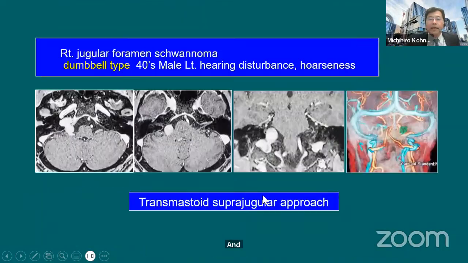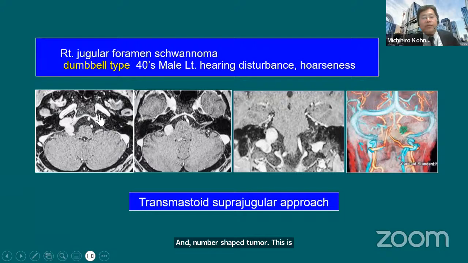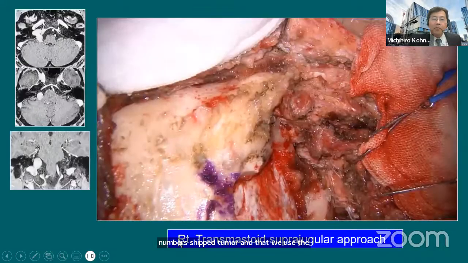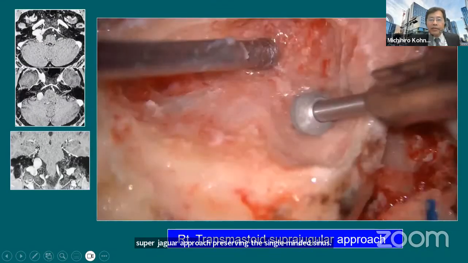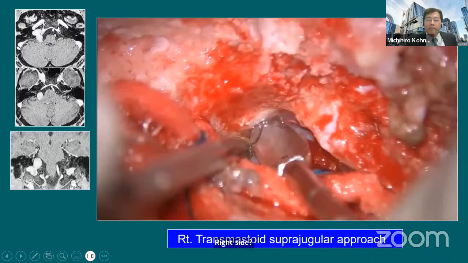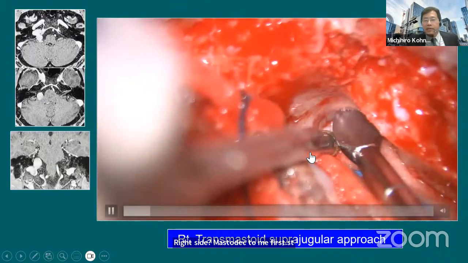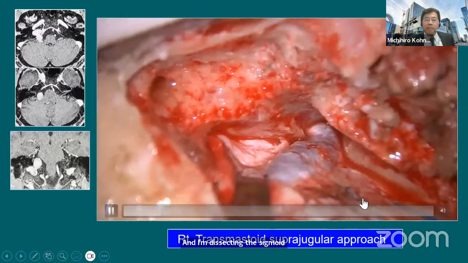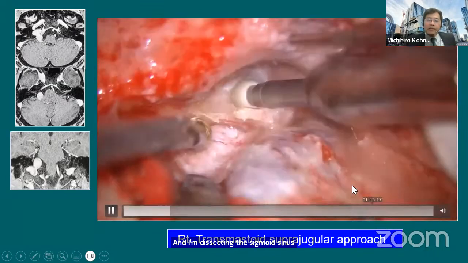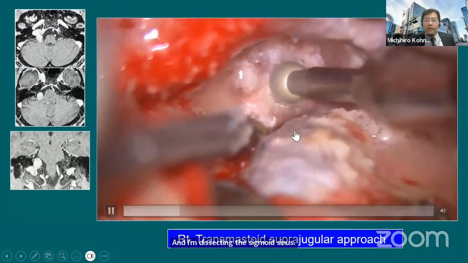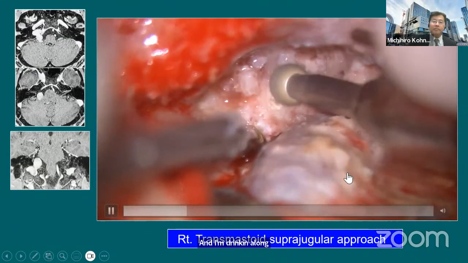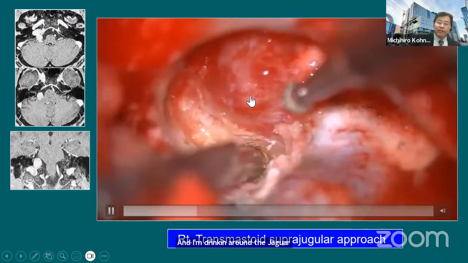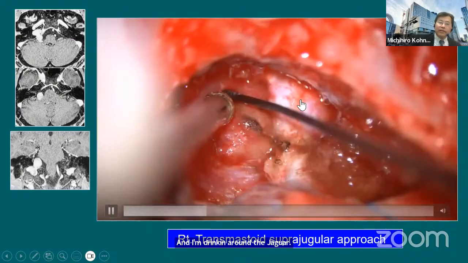Dumbbell-shaped tumor. This is the case of a dumbbell-shaped tumor, and we use the transmastoid suprajugular approach, preserving the sigmoid sinus. Right side, mastoidectomy first, and I'm dissecting the sigmoid sinus, and I'm drilling around the jugular bulb. This is the foraminal part of the tumor, and this is the jugular bulb.